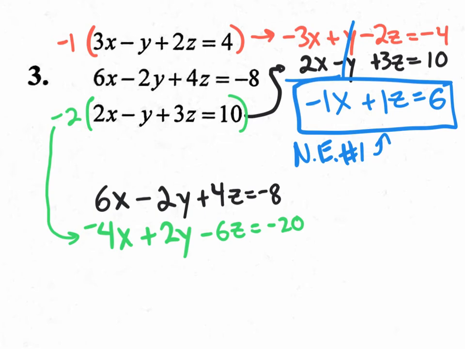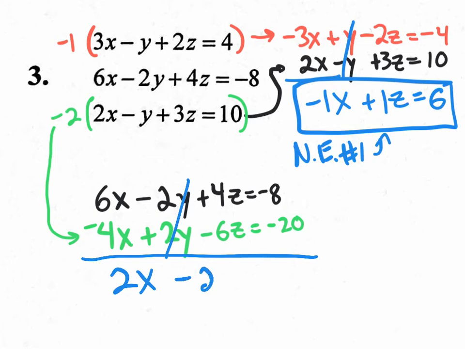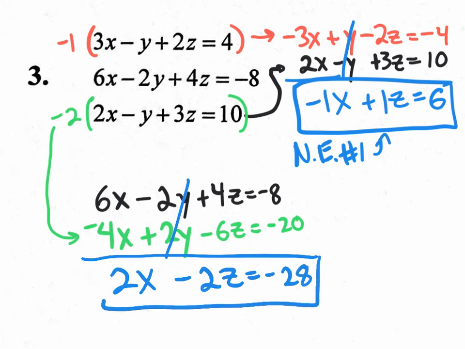So again, step 2 was go back and use the one you have not used. I wrote it right here. And of course use any of the other ones to get the same variable to cancel. So I modified the bottom one, that way the same variable y will cancel. So my new equation number 2 will be 2x minus 2z equals negative 28. So this is new equation number 2.